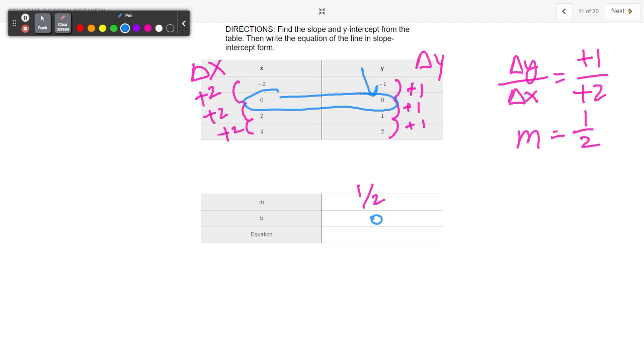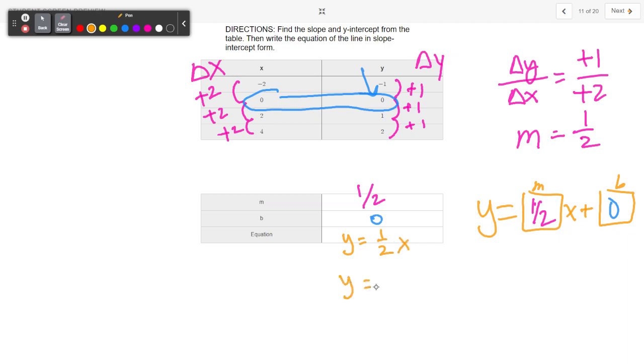And then the equation, y equals mx plus b. The slope is 1/2. And the b value is 0. This is the m. That's the b. So my equation is going to be y equals 1/2 x. You could also put y equals 1/2 x plus 0. Both of those are correct.